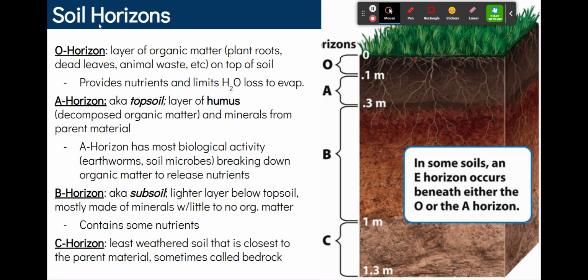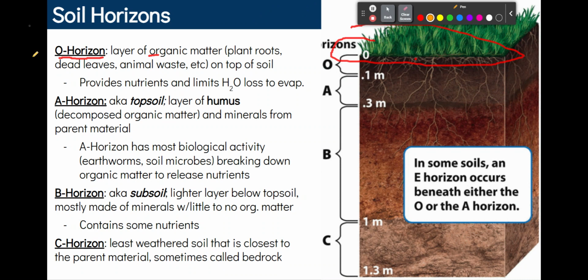Okay, so let's talk about the different layers of the soil, and then I think we are almost done. So there are different layers of soil. Let's start from the top and go down to the bottom. The O horizon, the O stands for organic, so it's the top layer up here. This is the O horizon. It's the top layer filled with organic material.